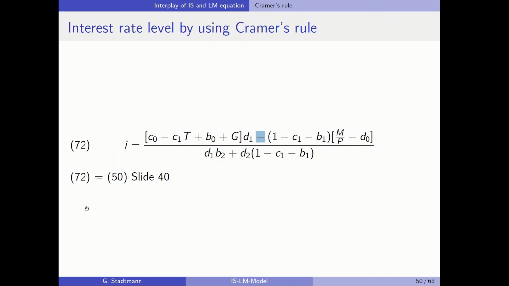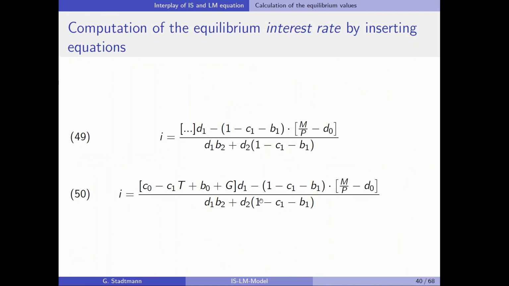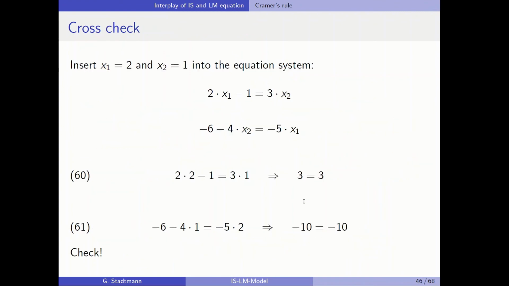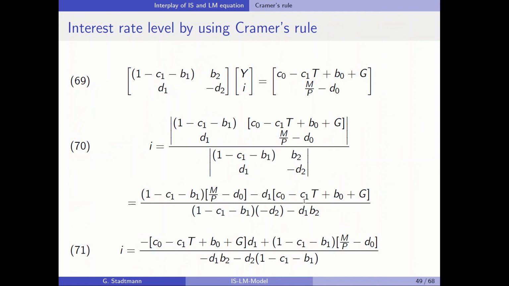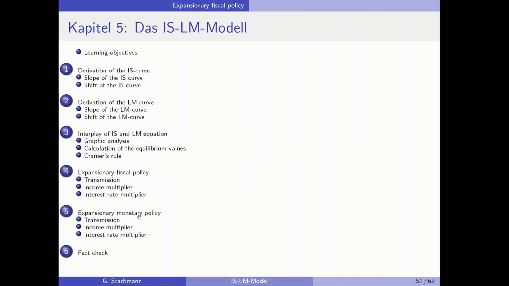When we now compare equation 72 with the slide 40, equation 50, it is the case that these expressions are the same. So the method by inserting one equation into the other leads to the same result as if we are using Cramer's rule. So we just confirmed here that we have made no mistake by computing this interest rate level before. So we are done with part 3, the interplay of the IS and LM equation.